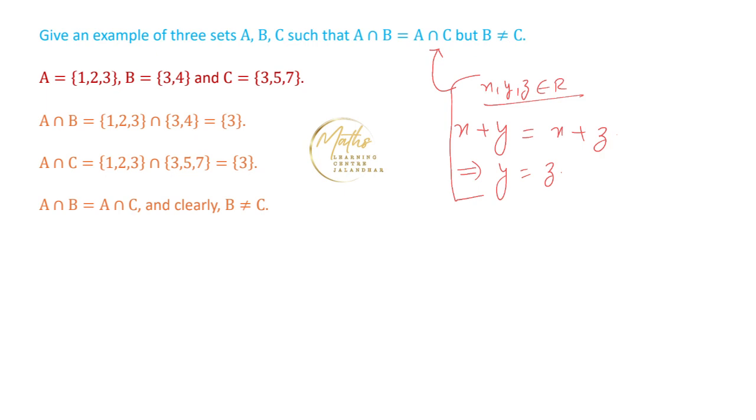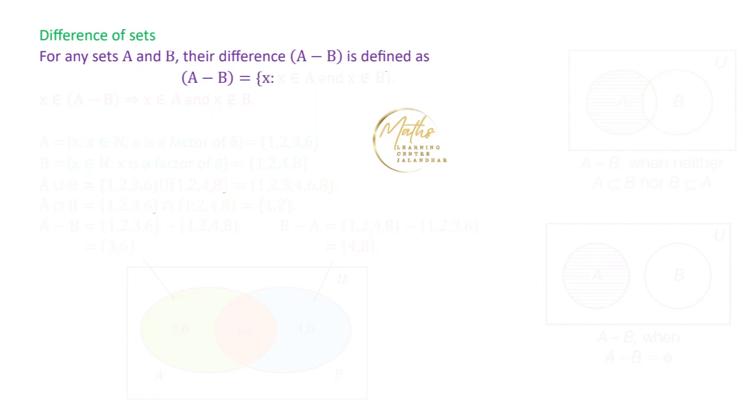Now the next operation related to sets is the difference of sets. For any two sets A and B, their difference A minus B is defined as the set of elements x such that x belongs to A and x does not belong to B. So any element x will belong to A minus B if x belongs to A and x does not belong to B. Let us look at an example.